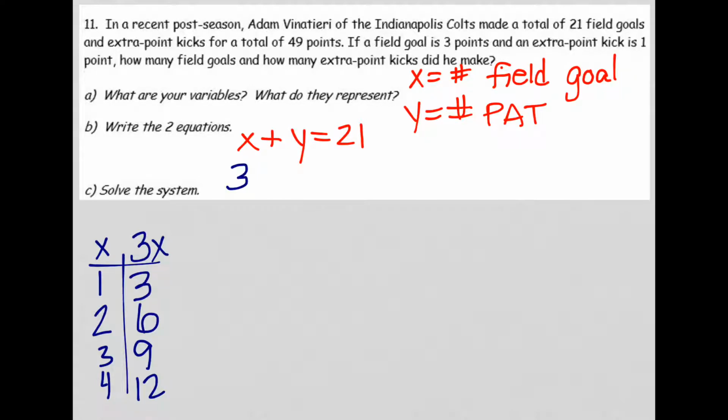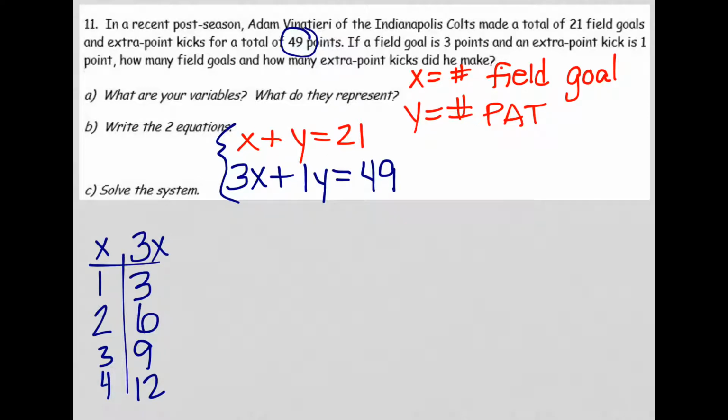So he has 3 for every field goal. And how many points are the extra point kicks worth? Just 1. So if he adds up how many points he makes by field goals plus how many points he makes on the extra point kicks, he gets a total of 49 points. That's how many points he has scored for his team. Some were field goals and some were point afters. So here we have this system of equations to solve right here.